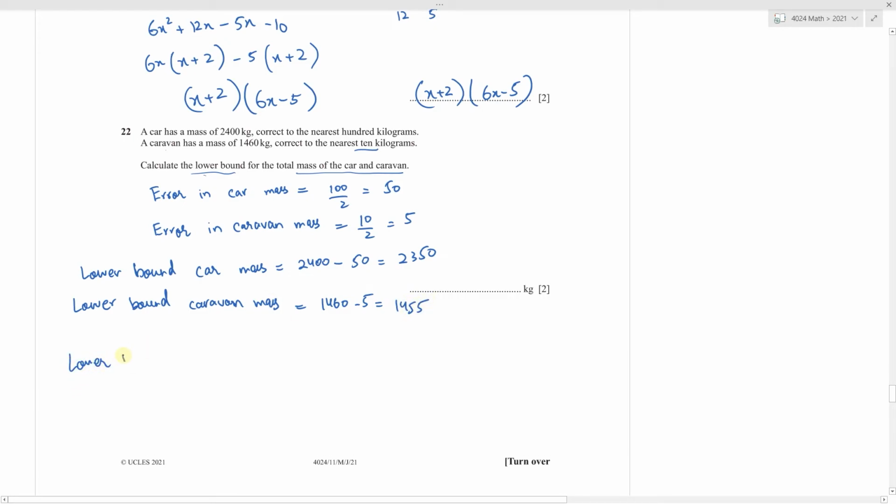Lower bound total mass, this will be the sum of lower bound car mass and lower bound caravan mass. So lower bound car mass is 2350 plus the lower bound mass of the caravan is 1455. So 0 plus 5 is 5, 5 plus 5 10, 1 carry, 7 8, 2 plus 3 8. 3805 kg is the lower bound total mass of the car and the caravan combined.